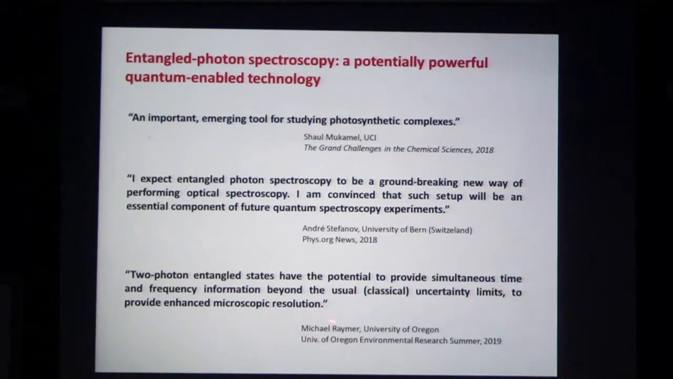And also Michael Reimer, who is leading right now the US National Quantum Initiative. This act was signed on the 21st of December, and it's about giving $1.2 billion for 5 years in the US for developing quantum technology. So this guy is quite important right now. He's pushing all of this effort. And he also says that two-photon entangled states have the potential to provide simultaneous time and frequency information beyond the classical uncertainty limits. I will tell you why in a moment. And it will provide enhanced microscopic resolution.